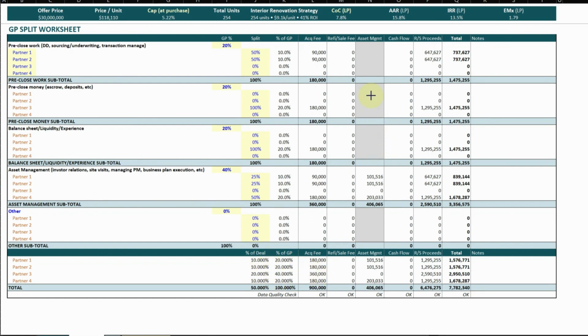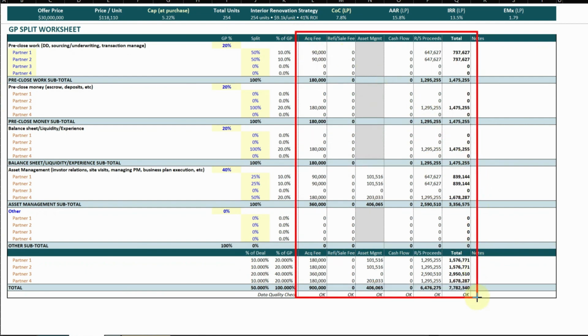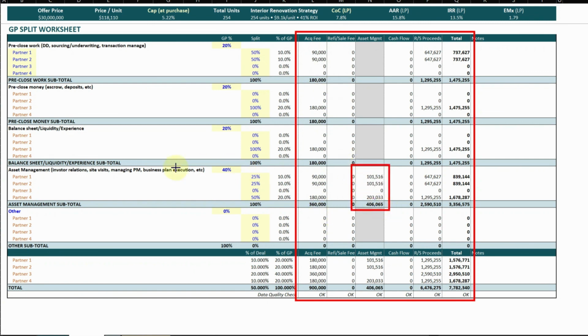The one thing I did is I went ahead and added all the different sources of earnings for the GPs, and I ran it through this GP split structure. So you can actually aggregate how much each partner is going to make, and at which part of the GP earning structure they will make their money. Everything is split pretty evenly among all these buckets of work, with the exception of the asset management fee, which goes entirely to the asset management bucket of work.